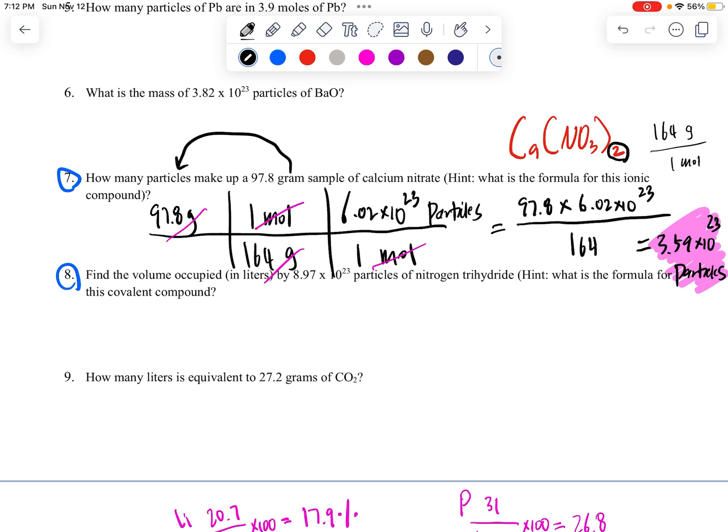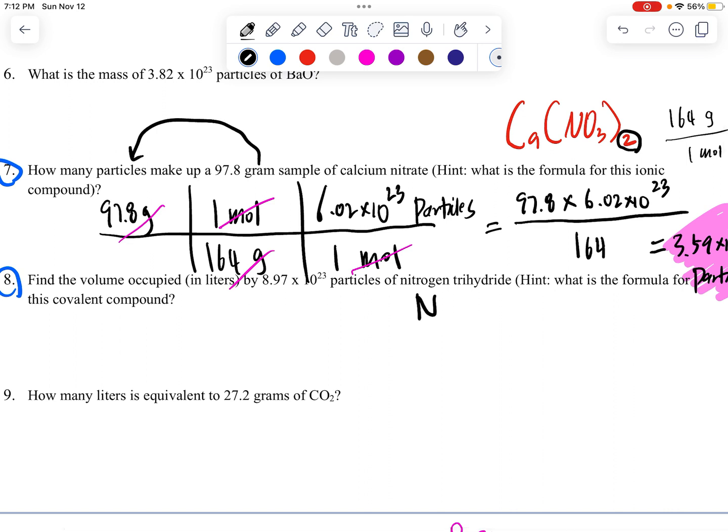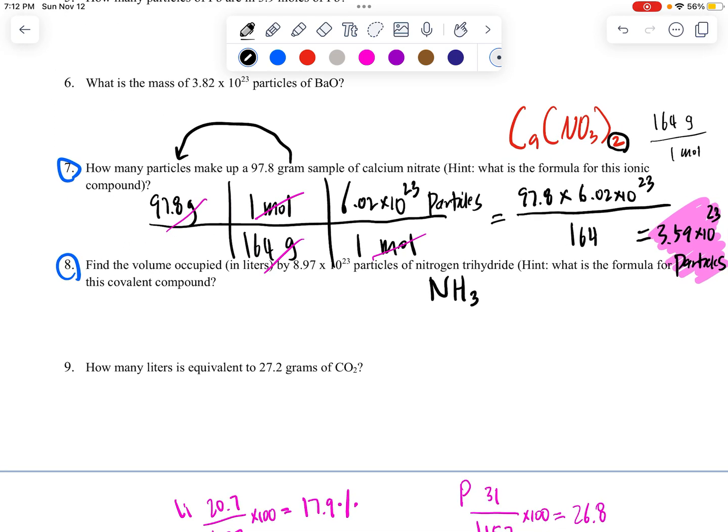We're given 8.97 times 10 to the 23rd number of particles of nitrogen trihydride. That is a molecule. How do I know that this is a molecule? Because this name includes a prefix. Tri means 3. So it's one nitrogen, and tri means there's 3 hydrogens: NH3. So we're trying to go from number of particles to liters, volume.